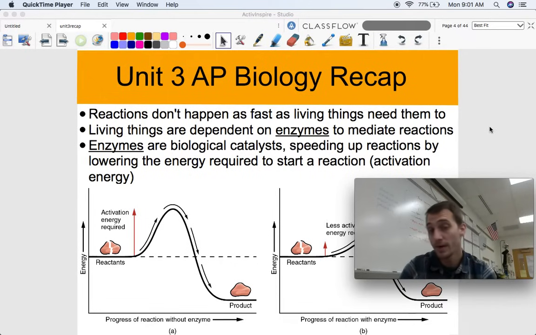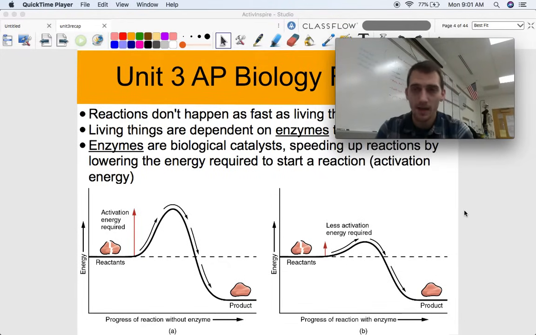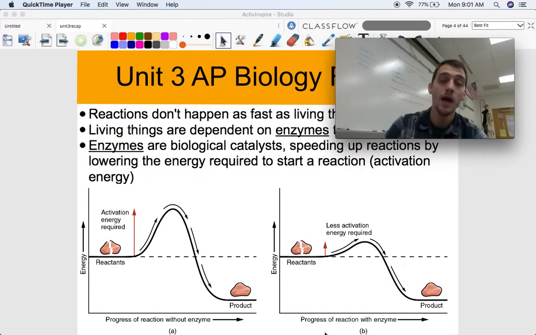And what is an enzyme? An enzyme is a biological catalyst that speeds up reactions by lowering the energy required to start a reaction, also known as the activation energy. Something that you might see on an AP exam is this kind of graph here that shows what enzymes do. On the y-axis is energy, on the x-axis is the progress of the reaction, and what you can see is that an enzyme lowers the amount of energy required to go from reactants to products.